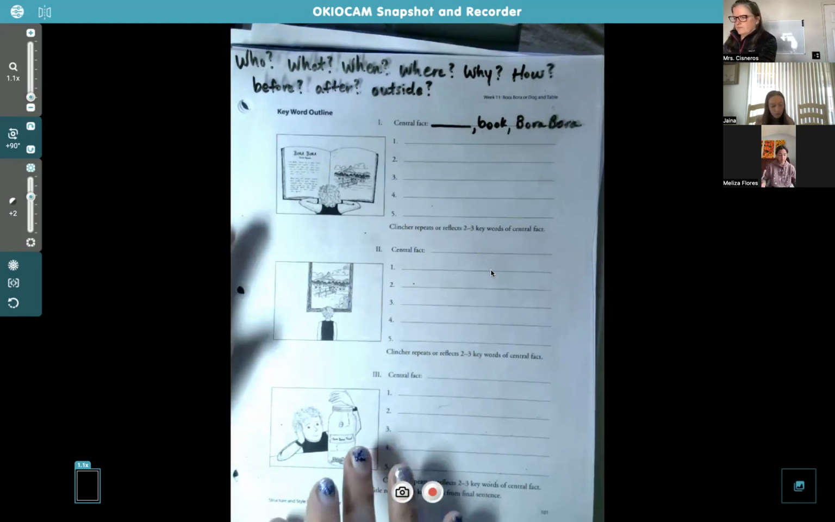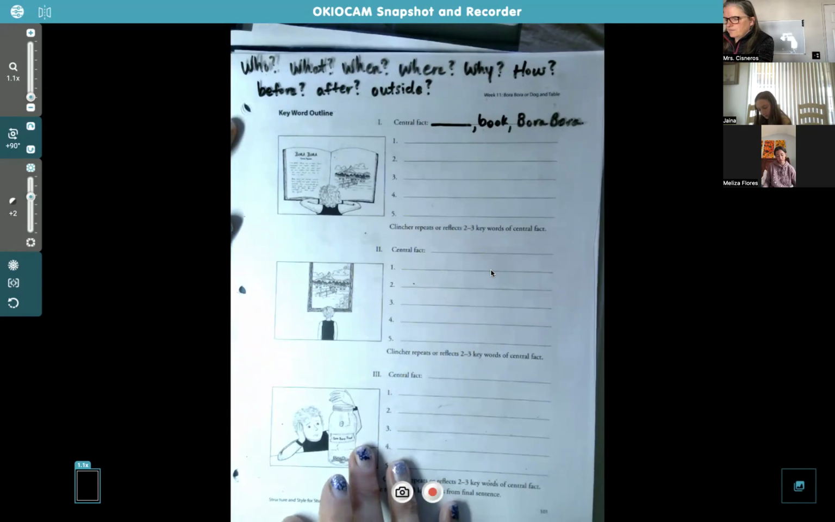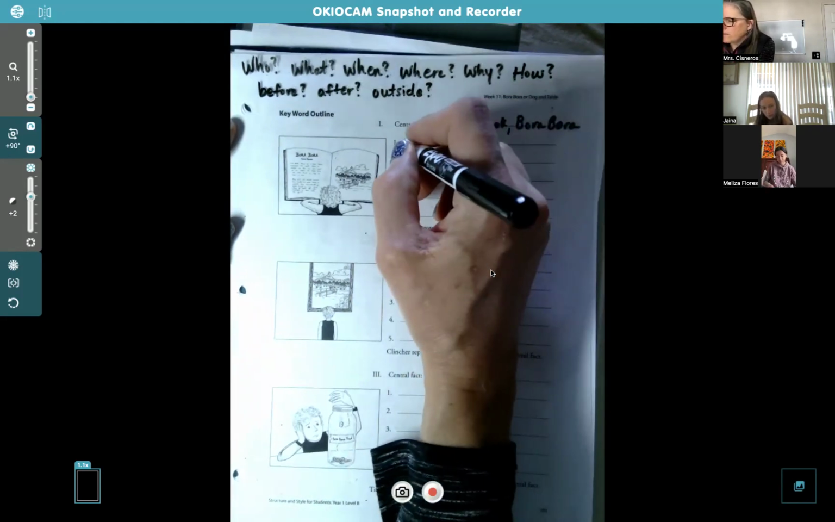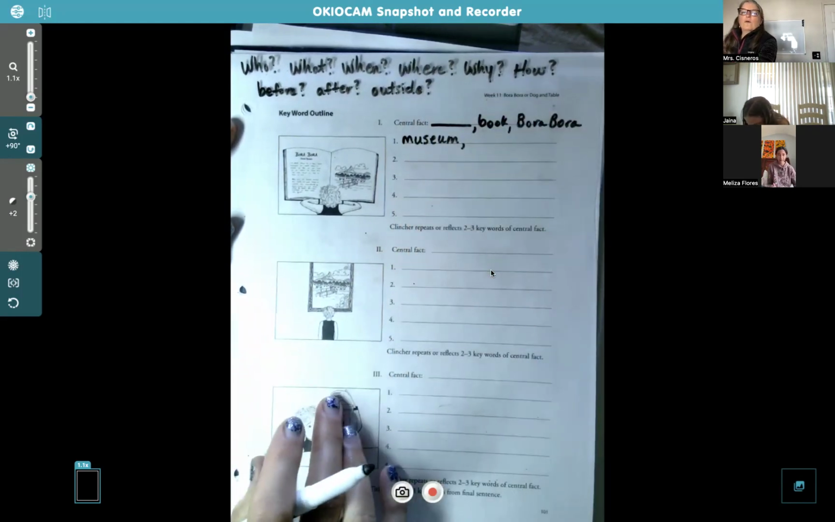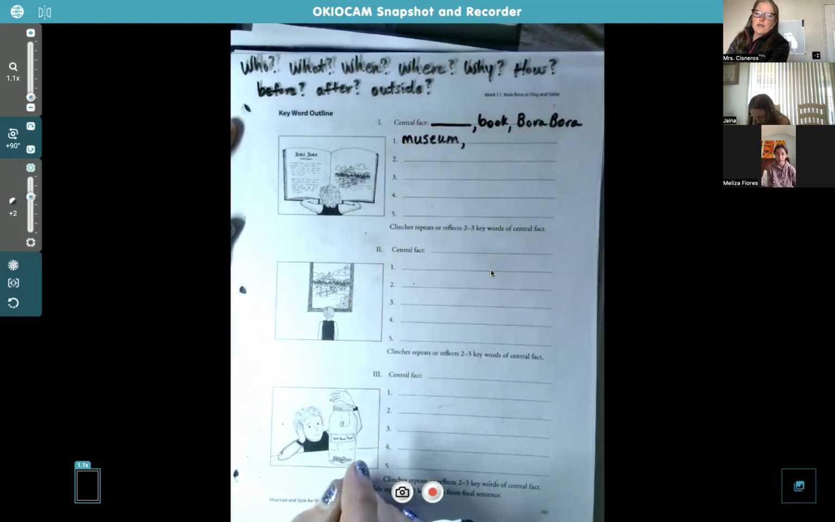Reading a book at a museum. Okay, maybe a museum or a library, maybe, or maybe at his grandpa's house. Who knows? Maybe his grandpa was born there in Bora Bora and he had a big old book about it somehow.